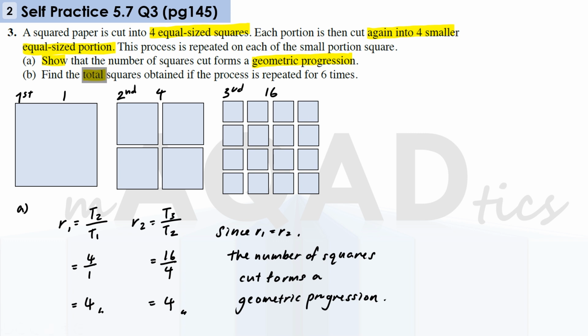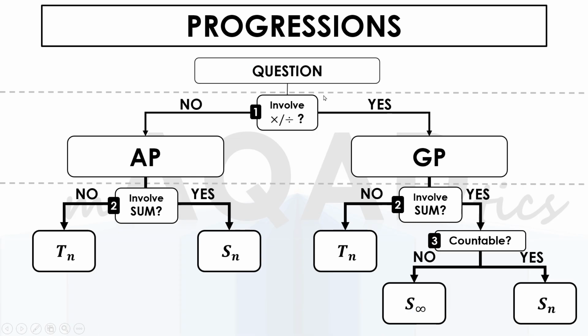And for part B, we need to find the total squares obtained if the process keeps on repeating for 6 times. Right, so let's go to the 3 questions framework to figure out which formula we should use for this question. Our first question is, if we want to find the next value, do we need to multiply or divide a value? In our case, T1, or the first round, we have 1 square. T2, or the second round, we have 4 squares. T3, we have 16 squares. So to find the next value, we need to multiply by 4. So the answer is yes, and we have already proved in part A that this is a GP.